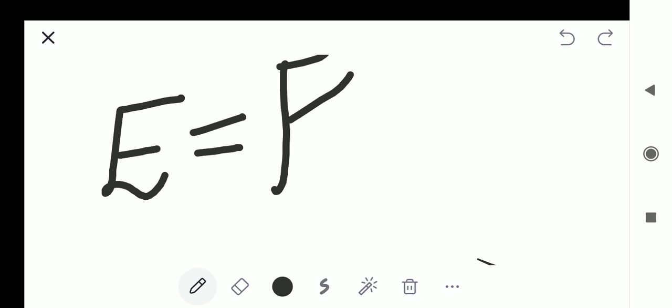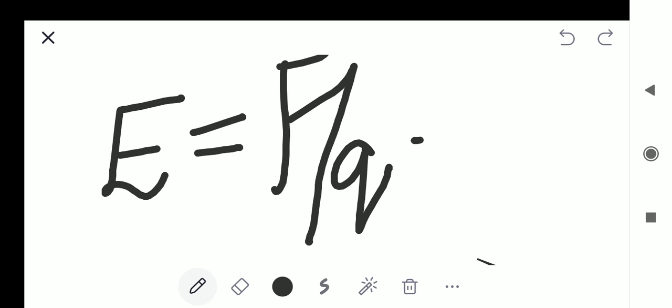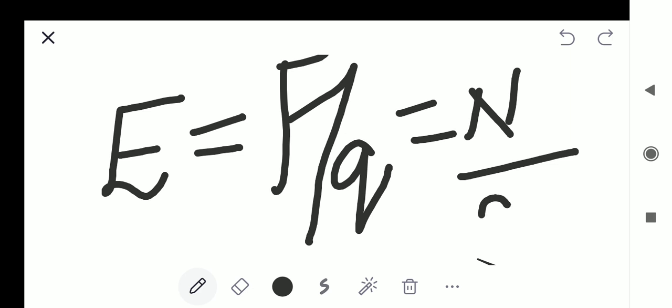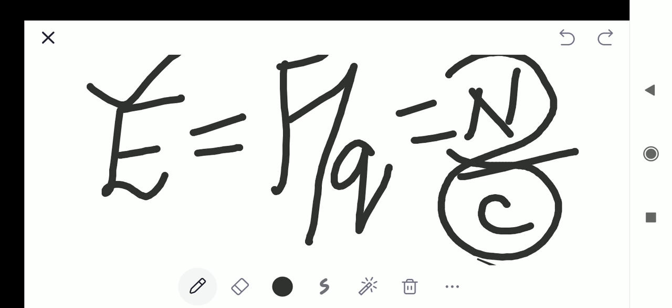Now somebody is asking, what are the dimensions of this electric field? Yes, you know. What is F? That is Newton. What is charge? Coulomb. So the unit of electric field is Newton per Coulomb. That's it. This is the dimension of electric field.